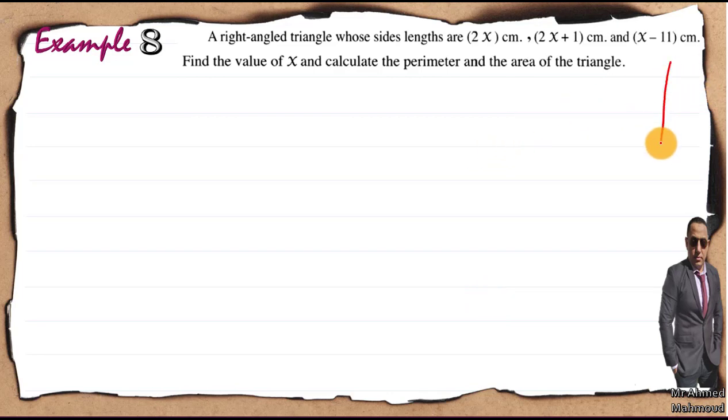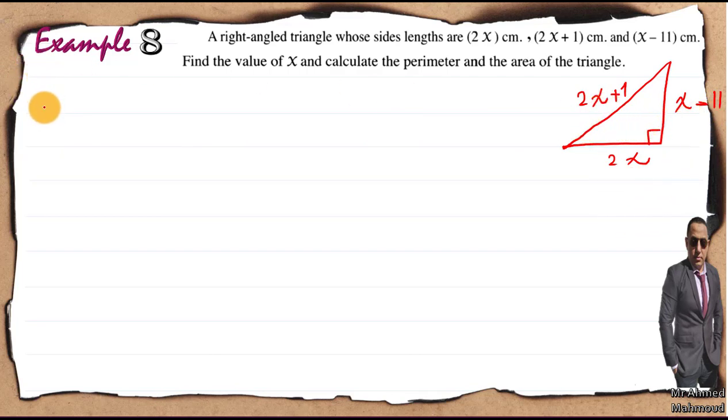If I have a right angle triangle, as you know, the hypotenuse is the biggest side of the three sides. Which one is the biggest: 2x, 2x plus 1, or x minus 11? Of course 2x plus 1 is the biggest, so the hypotenuse is 2x plus 1, and the two other sides are 2x and x minus 11.